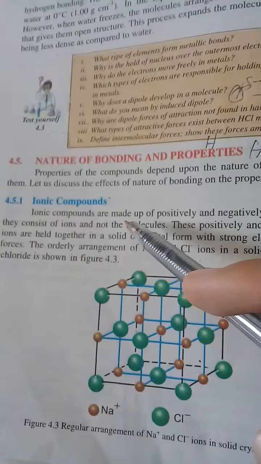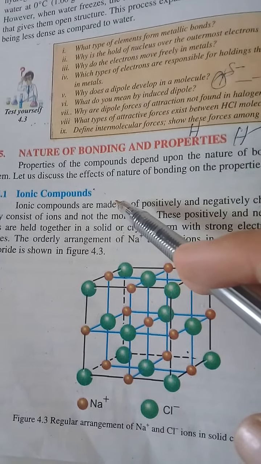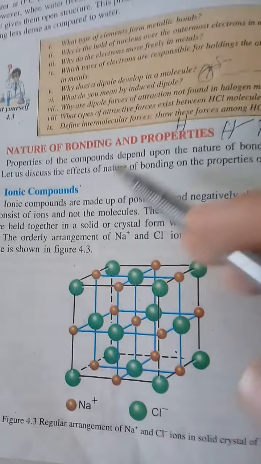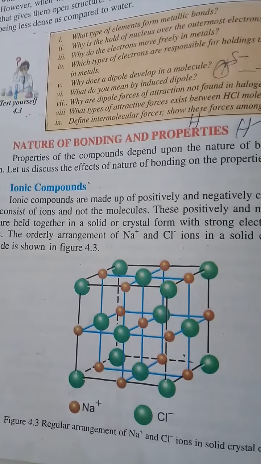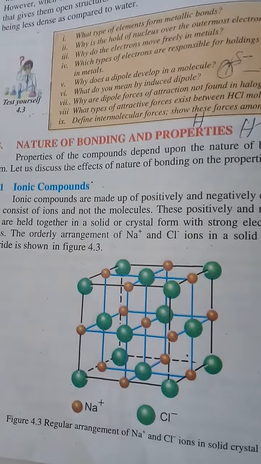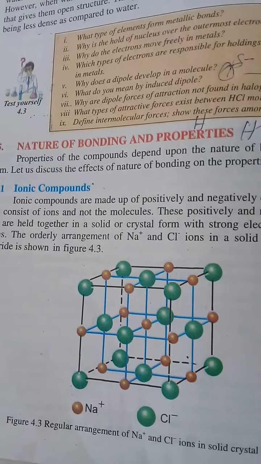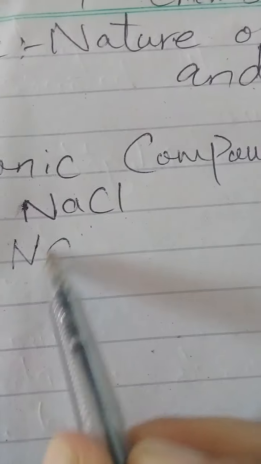Ionic compounds are always polar in nature because they are made up of charged particles called ions. Ions have charges, so they are polar compounds. One example that is discussed is NaCl: sodium with a positive charge and chlorine with a negative charge.